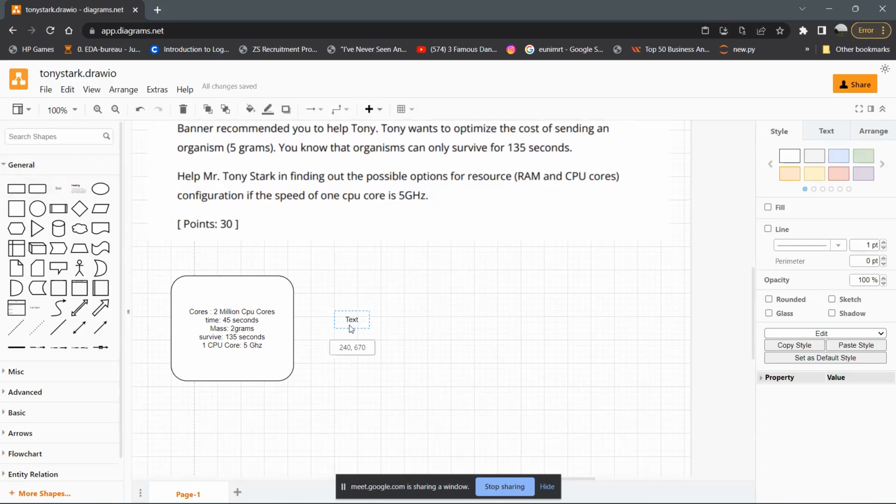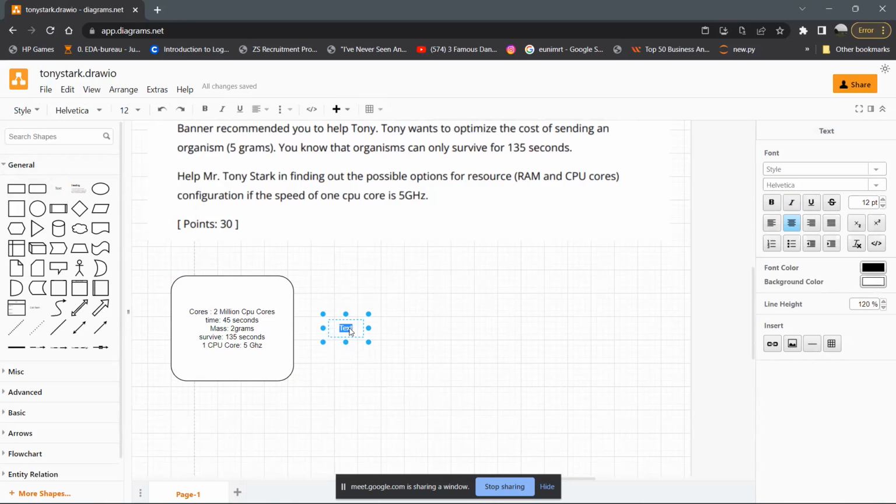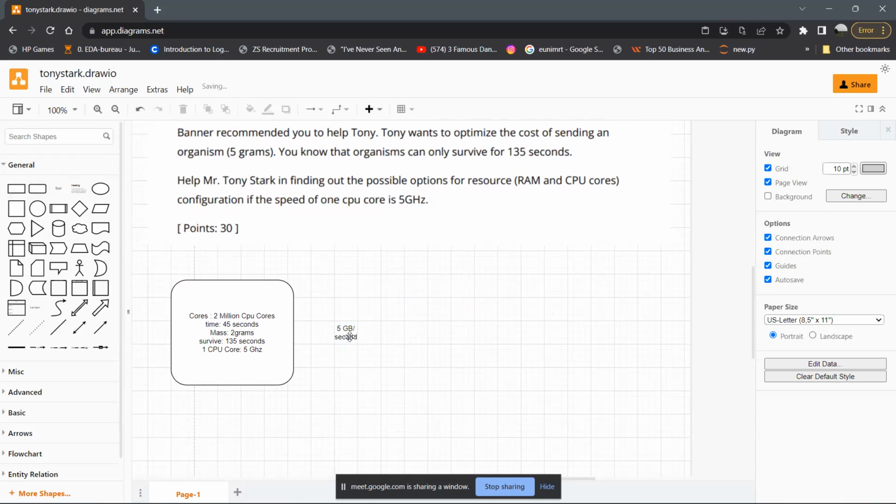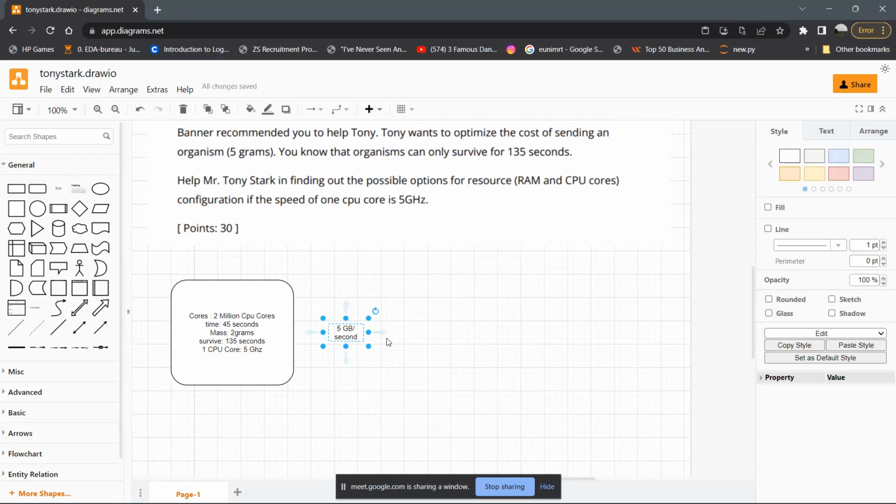Now, what is the main information here? It is 5 gigahertz. Okay, what does it mean? It means one CPU core is taking 5 GB per second.